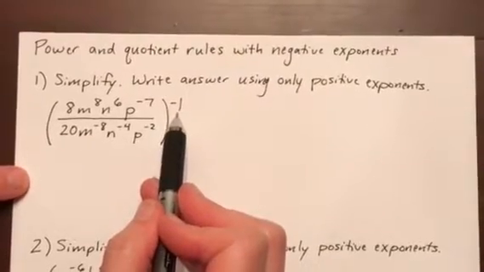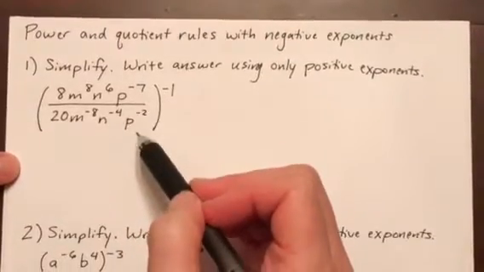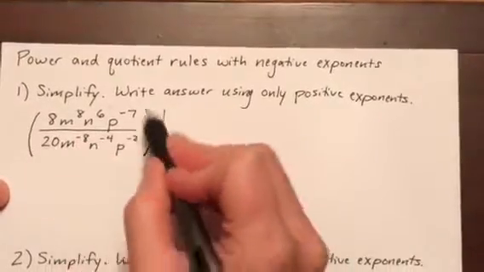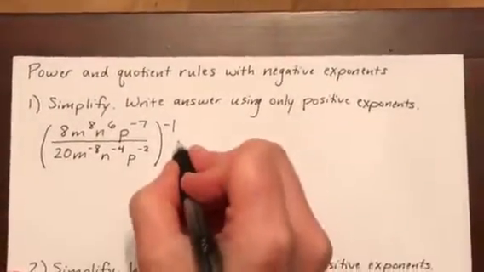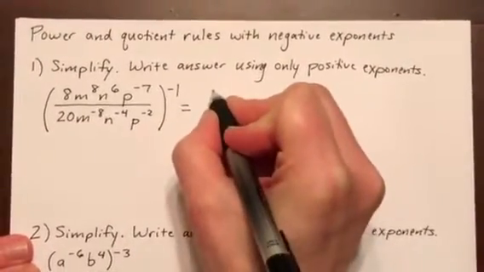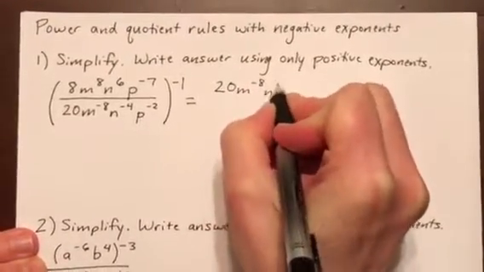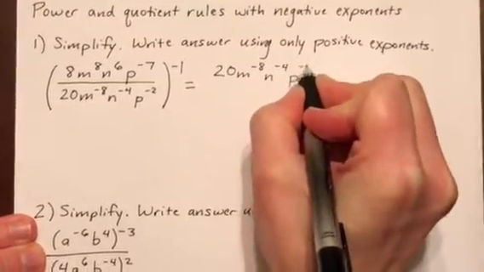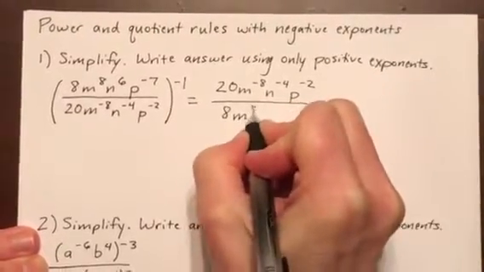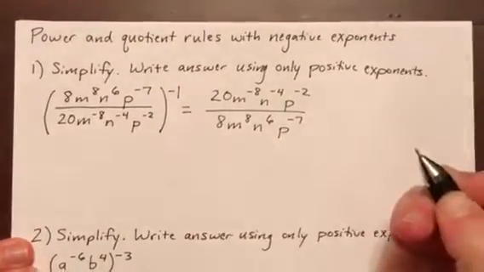Whenever you see a negative exponent, we move what it applies to the opposite end of a fraction. In this case, a -1 exponent would mean taking the reciprocal of this entire fraction inside the parentheses. So let's start by doing that. We'll rewrite the denominator up in the numerator: 20m to the -8, n to the -4, p to the -2, all over 8m to the 8, n to the 6, p to the -7.